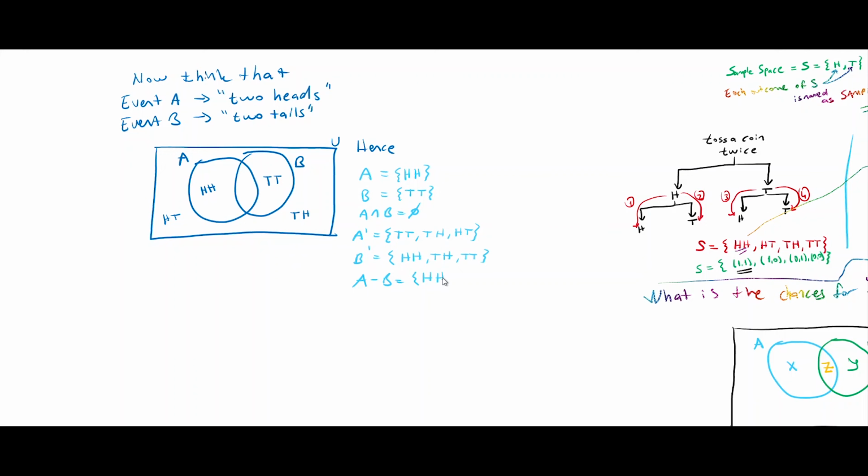And what cluster A owns but not cluster B is equal to heads heads, and what cluster B owns but not A is equal to tails tails.